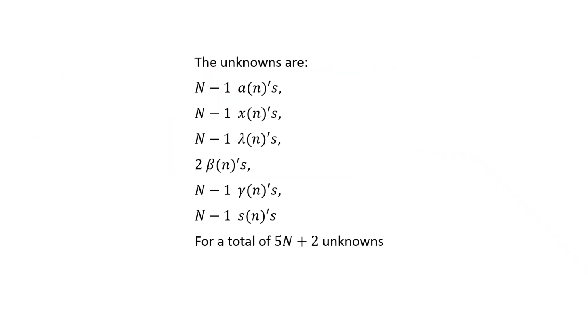So what are our unknowns? We have n-1 control inputs, n-1 state responses. We have n-1 Lagrange multipliers associated with states, 2 Lagrange multipliers that are associated with boundary conditions. We have n-1 Lagrange multipliers that are associated with the interior point method, and we have n-1 S's associated with the interior point method.